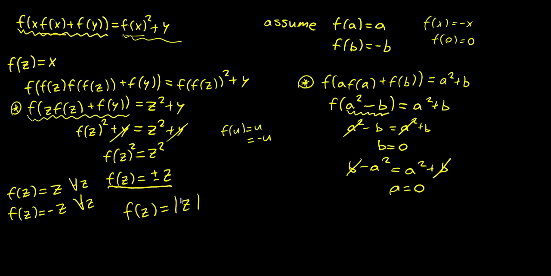And thus, the only solutions to our functional equation are going to be f of x equals x, and f of x equals negative x. And we are done.